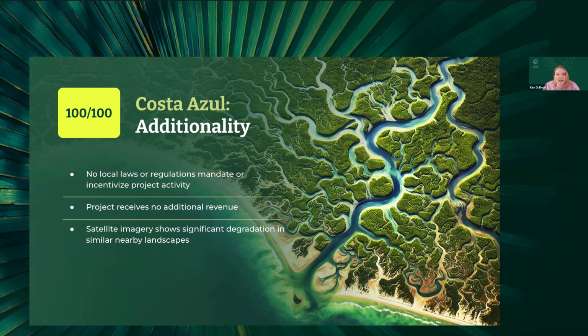In addition to that, satellite imagery shows that similar land plots in the area remain cleared and degraded after serving the shrimp industry for some time. So if the project weren't present on the site, the mangroves or other vegetation wouldn't grow back on their own. You need active restoration in order to restore the area. I'll pass it over to Brian now to talk about the certification score.